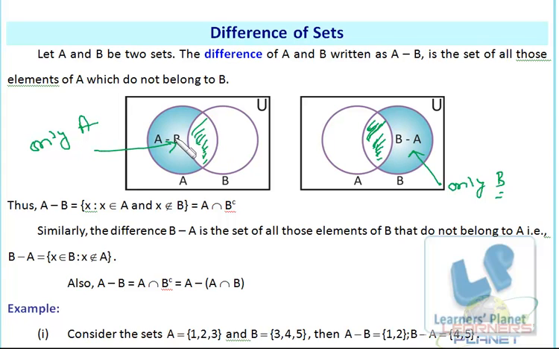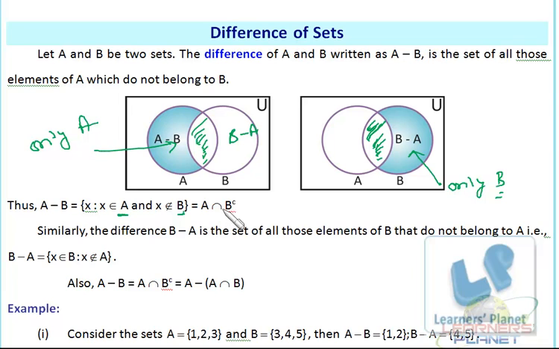So this is A minus B. These are the elements common between A and B, and this is B minus A precisely. So these are the elements which are common, or which are not at all common. These are the elements which are there only in set B. So that is the difference of sets. How do we say it? A minus B is X belongs to A, but X does not belong to B. The element belongs to set A, but it does not belong to set B.